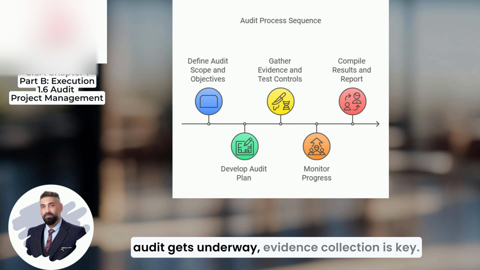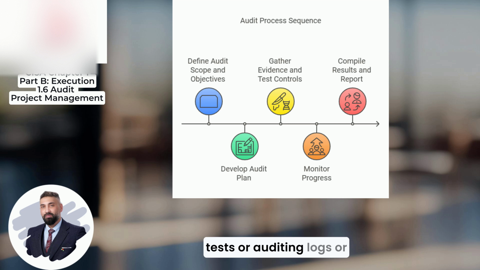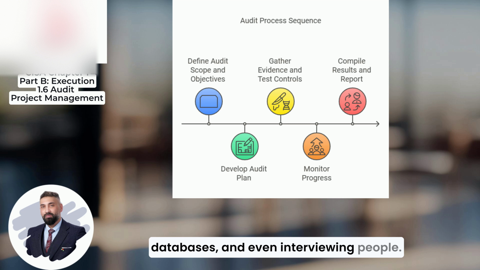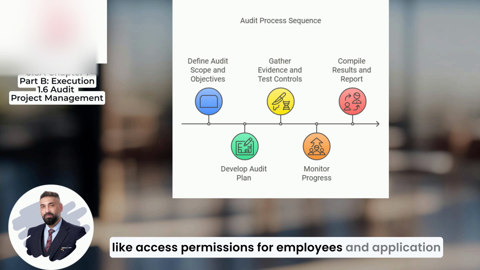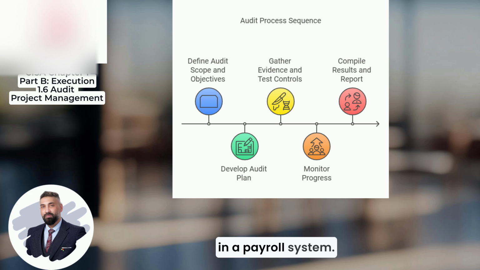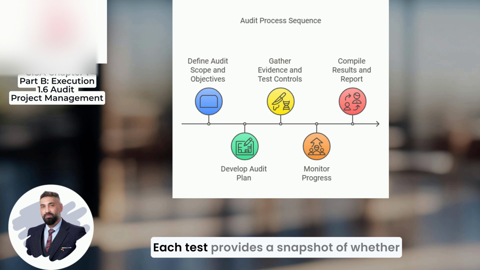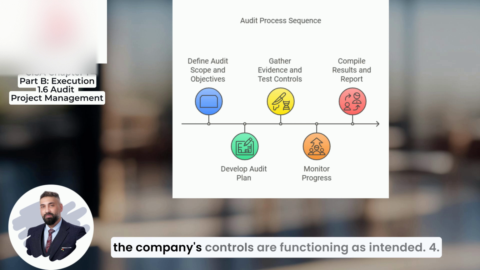As the audit gets underway, evidence collection is key. This involves reviewing documentation, running tests, auditing logs or databases, and even interviewing people. The IS auditor evaluates both general controls, like access permissions for employees, and application-specific controls, like mechanisms ensuring data validity in a payroll system. Each test provides a snapshot of whether the company's controls are functioning as intended.